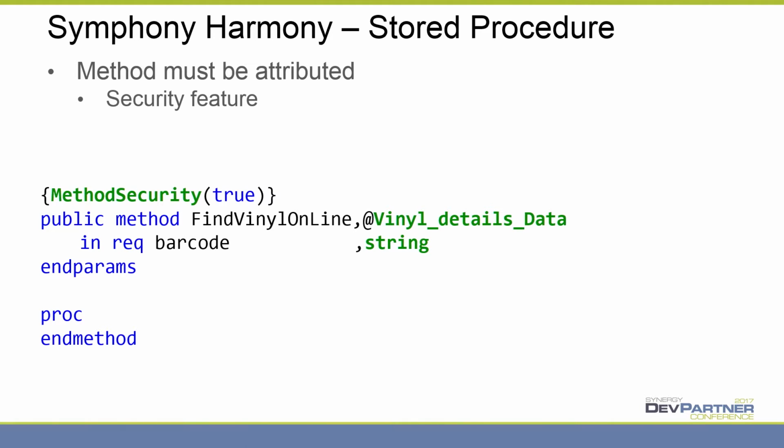So in this one, we've got a very simple method, FindVinylOnline. It returns a single instance of a data object. That could be a list of data objects. And it receives a native type of string called barcode. There's no limit to the number of, well, there is a limit. 255 is your limit of parameters, but you won't want 255. You can have any sort of real number of arguments or parameters.